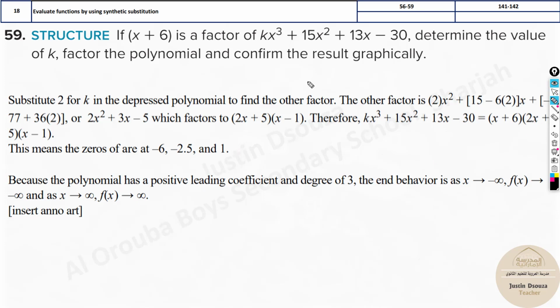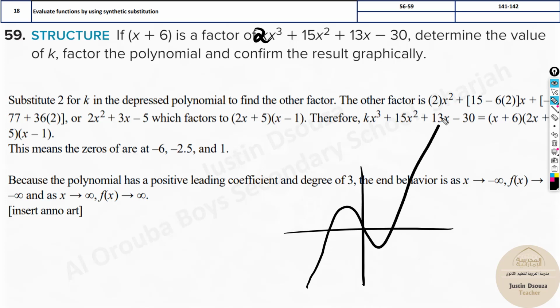This is a cubic graph. In the sense, it is a cubic graph. And you can see the k value was positive 2. That means how is the cubic graph? Positive is something like this, right? You will have 1, 2, and 3 solutions. And this is going towards infinity as x tends to positive infinity.